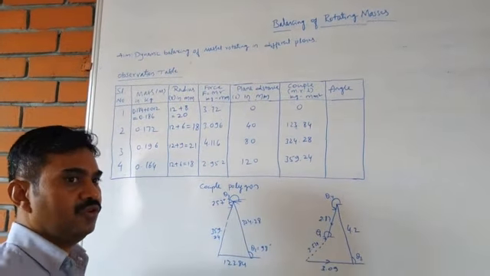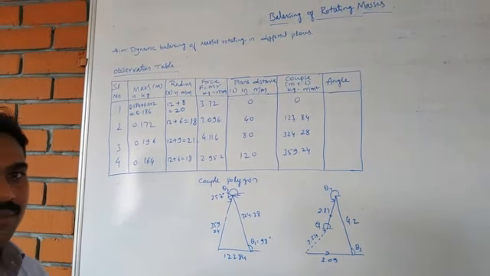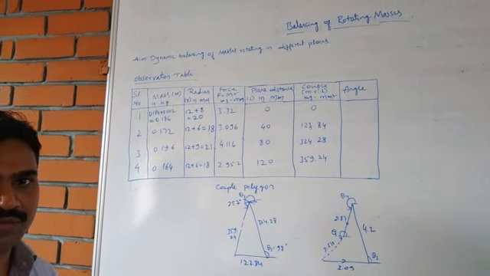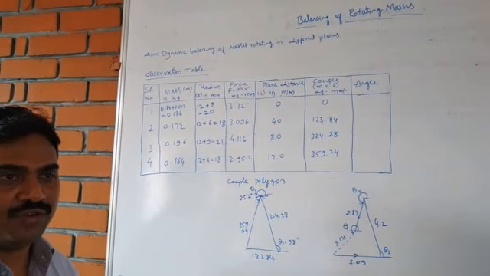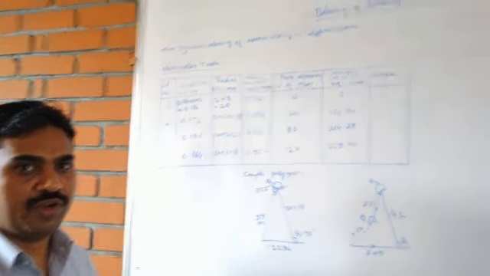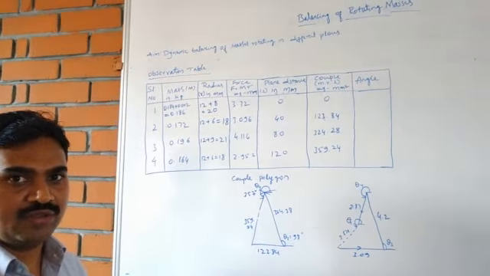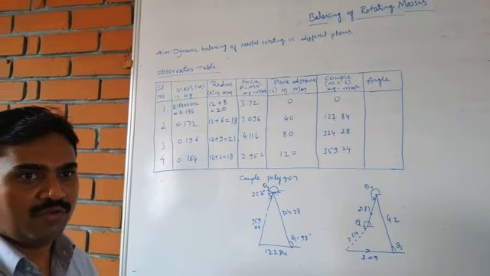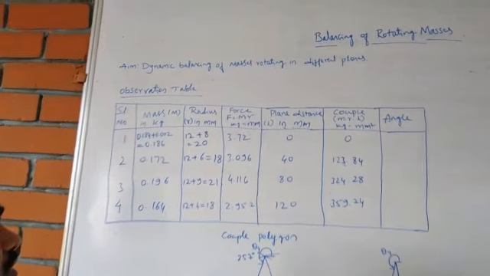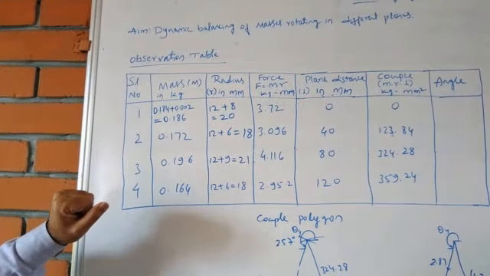Today we are going to do the experiment on balancing of rotating masses. The aim of the experiment is to find the dynamic balancing of masses rotating in different planes. As you saw in the video, the structure was vibrating because of unbalanced masses mounted on the shaft. Based on that, we are conducting this experiment. So how do we balance the structure so that it remains stable while the shaft rotates? To do that, we have to go through this observation table.